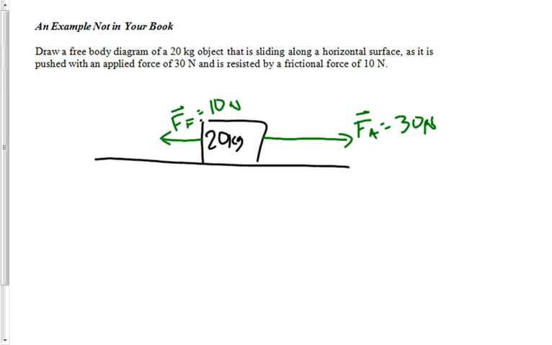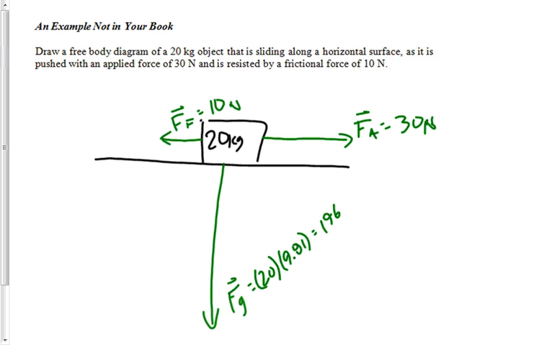Is there anything else, by the way, or any other forces? Gravity is 20 times 9.81, so that's going to be, what, 196 newtons? That's a big force. Acting downwards, right? 20 times 9.81 is 196.2 newtons acting downwards. That even should be longer. I just don't have space to draw it longer.